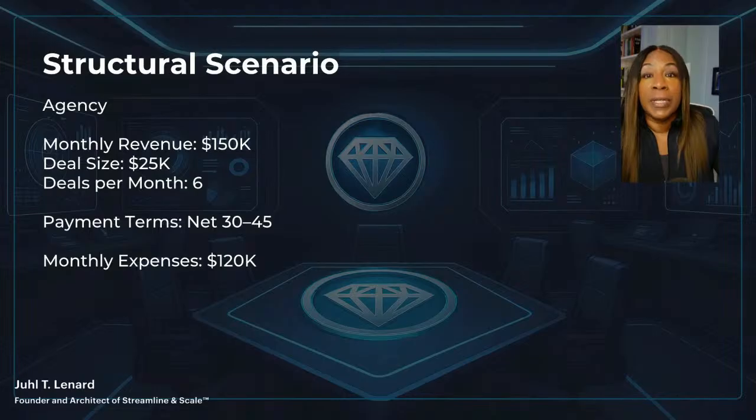So let's look at an example. Each week, we want to look at an actual example to help solidify the concept of the pattern so that we can recognize it. In this case, we have an agency. Monthly revenue is $150,000. The average deal size is $25K, closing about 6 deals a month. Payment terms are net 30 to 45. And monthly expenses are $120,000.